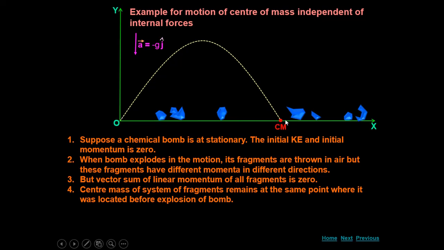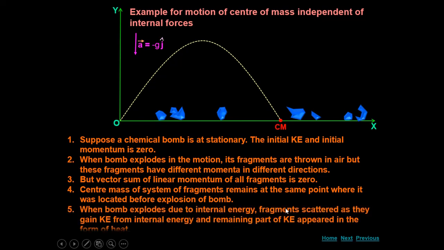ಅದೇ ಪಾಯಿಂಟ್ ನಲ್ಲಿ ಸೆಂಟರ್ ಆಫ್ ಮಾಸ್ ಇದೆ. ಓನ್ಲಿ its x component has changed, but y component has not changed. But before explosion its kinetic energy was 0, but after explosion its kinetic energy is not equal to 0. Then what happens to the kinetic energy? ಆ kinetic energy ಎಲ್ಲಿಂದ ಬಂತು?